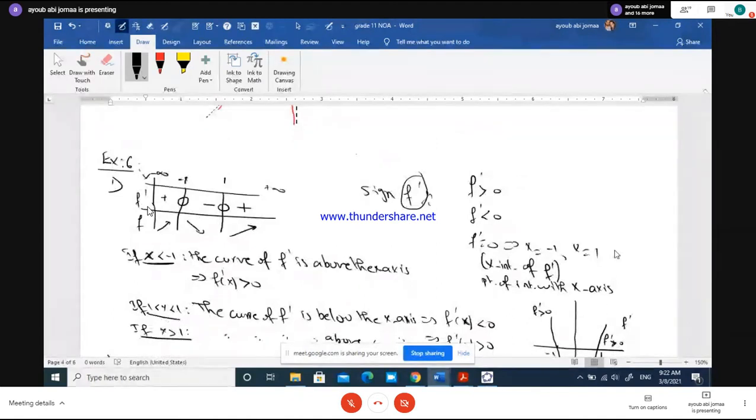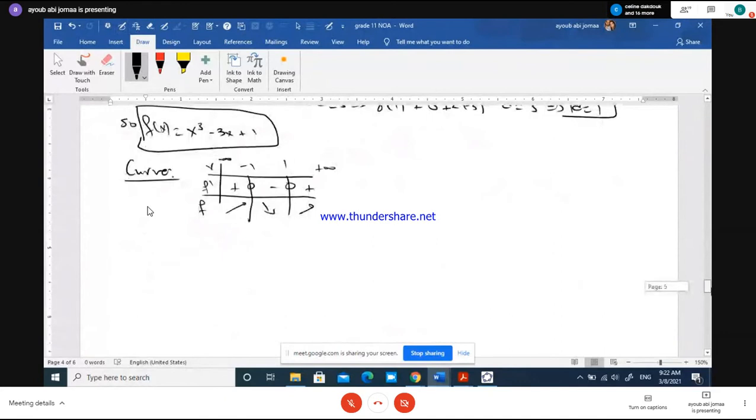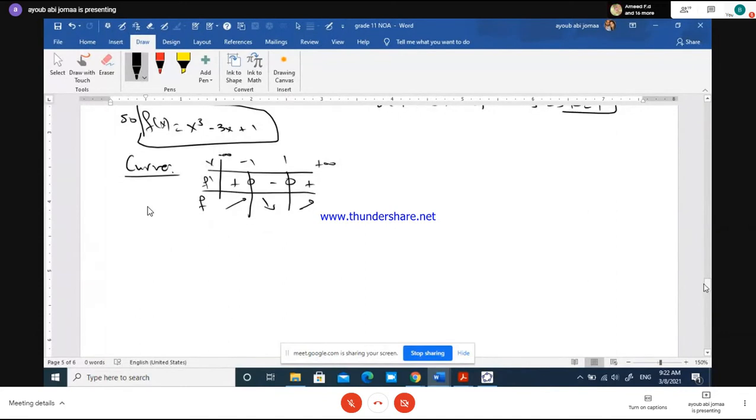Okay, copy paste. But now I can find the maximum and the minimum. I can find f of negative 1. I can find f of 1 because now I have the function.